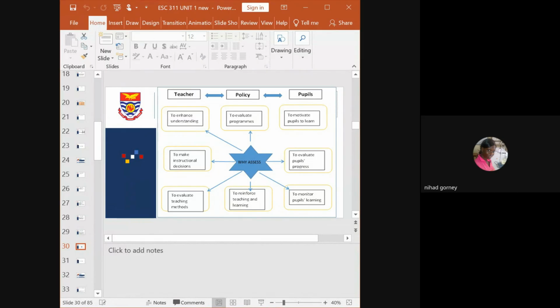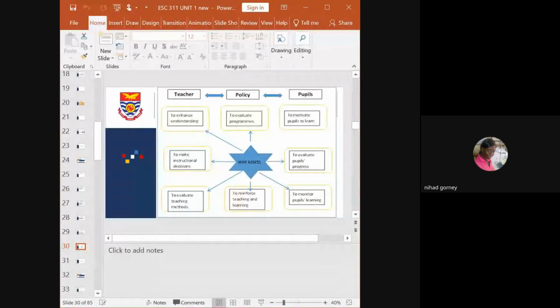Assessment also helps to evaluate people's progress and monitor people's learning. And you know that when we do assessment and we don't score, students don't have even the enthusiasm to do more exercises. But if they see the red pen in their books, they are happy, and it gives them motivation. That is why, when we assess, it motivates people to learn.